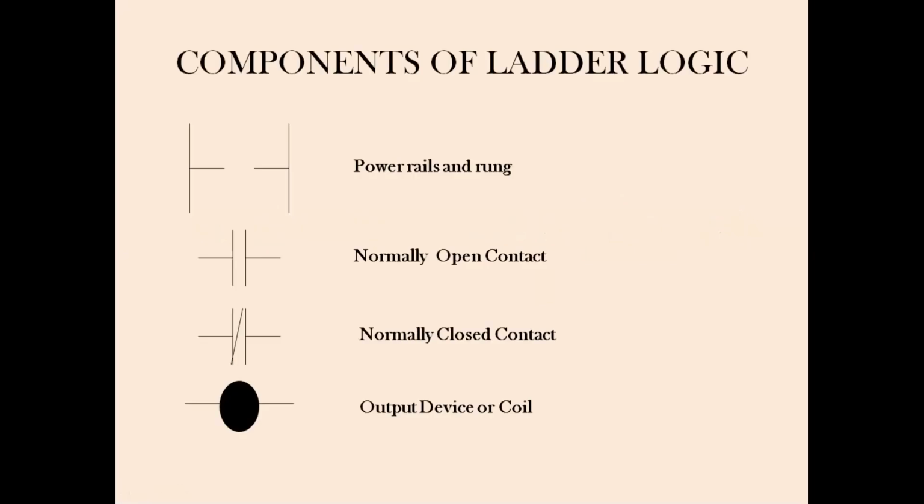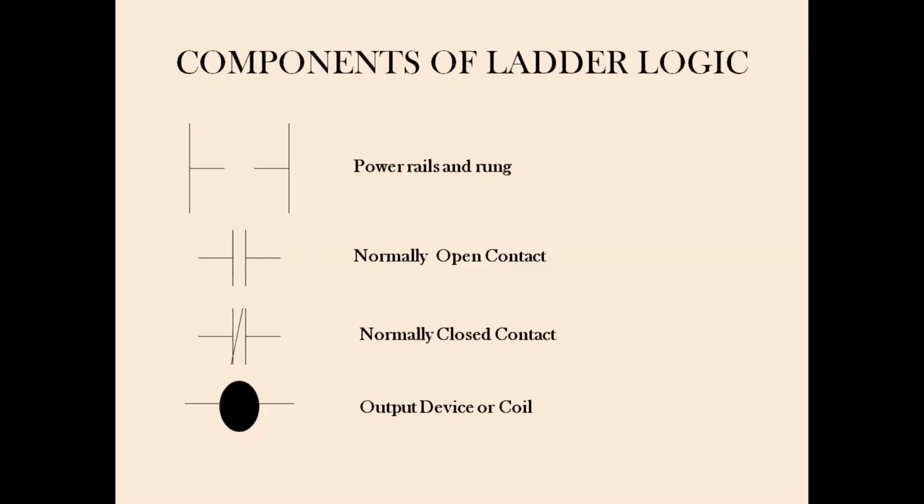Fine. So we have seen what is normally open contact, what is normally closed contact and all, right? These are all the components of ladder logic that we have already discussed. What is rails, what is rungs and all. Now in this session, we are going to see how normally open contact is working and how normally closed contact is working. How to connect normally open contact and closed contact with the coil. That means output device.